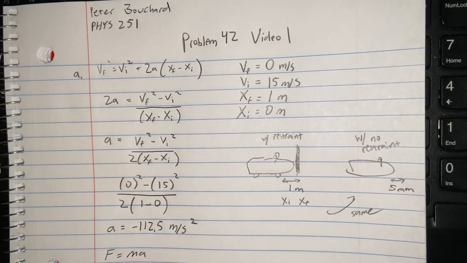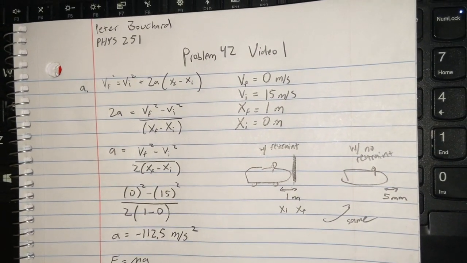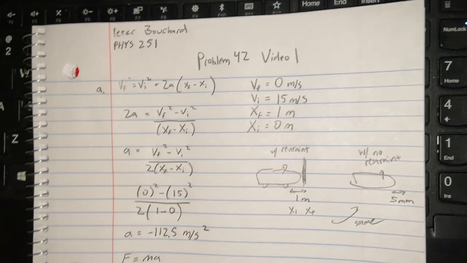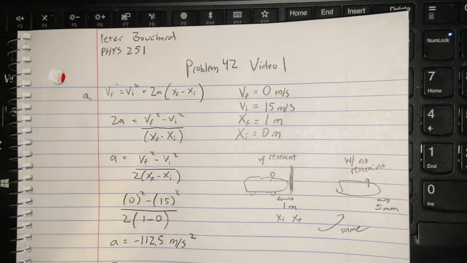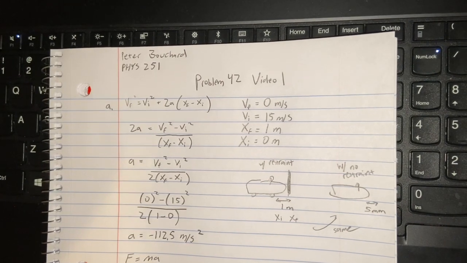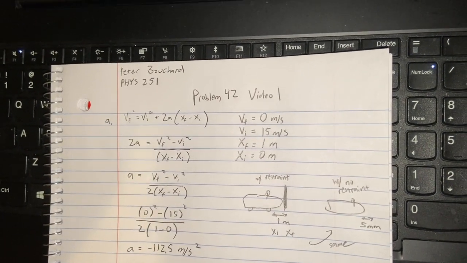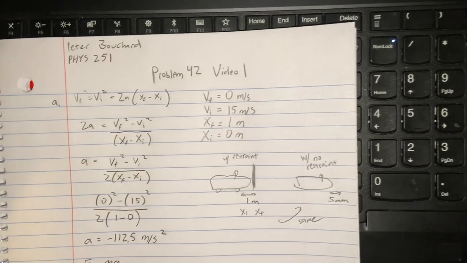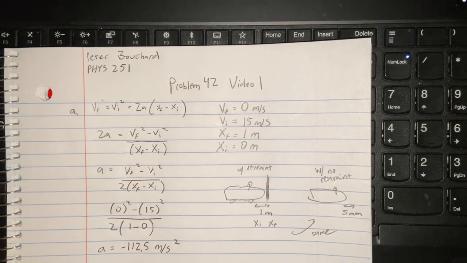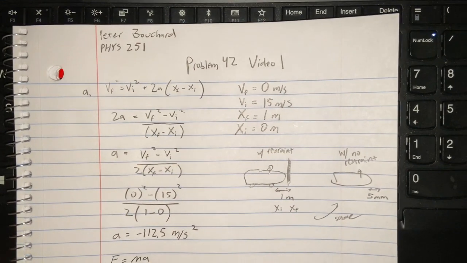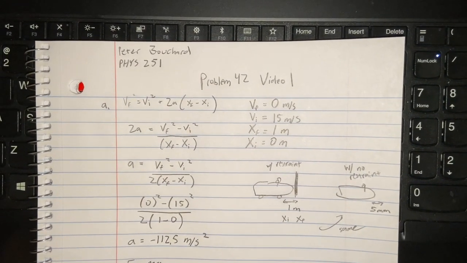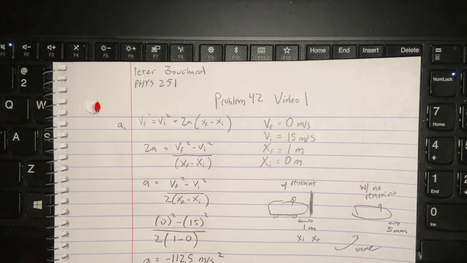So the initial and final position are going to be different in both conditions. In the first condition with the restraint, the crumple zone is going to decelerate the person over a longer period of time, or like a longer distance. And for the other condition with no restraint, it's only going to be 5 millimeters as opposed to 1 meter with restraint.